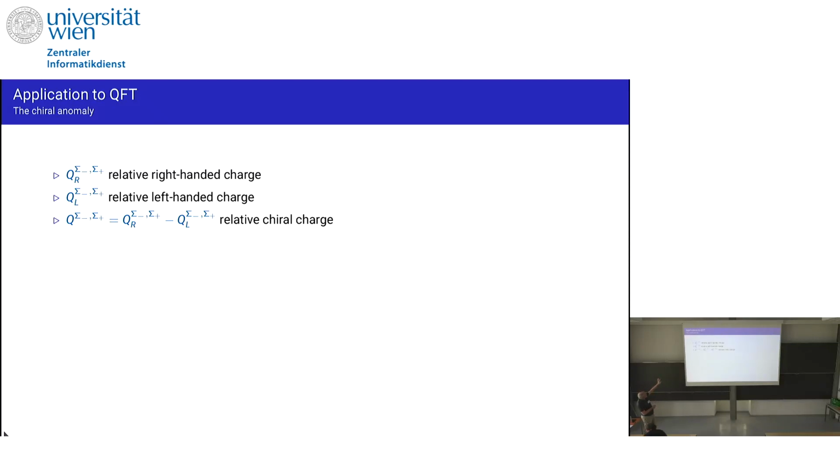So you have a right-handed charge, which you can write down, and you have a left-handed charge, and the difference of the two is the relative chiral charge, so to say the relative total charge. And these things can be defined. I don't have time to go through this. But anyway, so we have these quantities.